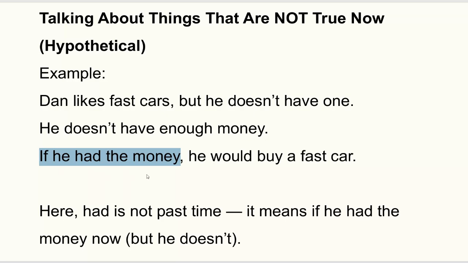So the term "if he had the money" is like an imaginary situation. If he had the money, he would buy a fast car. So we've got if, and then he had the money. After if, we use past simple. And then in the next phrase, we use would plus the base form of the verb. We could also say, he would buy a fast car if he had the money.